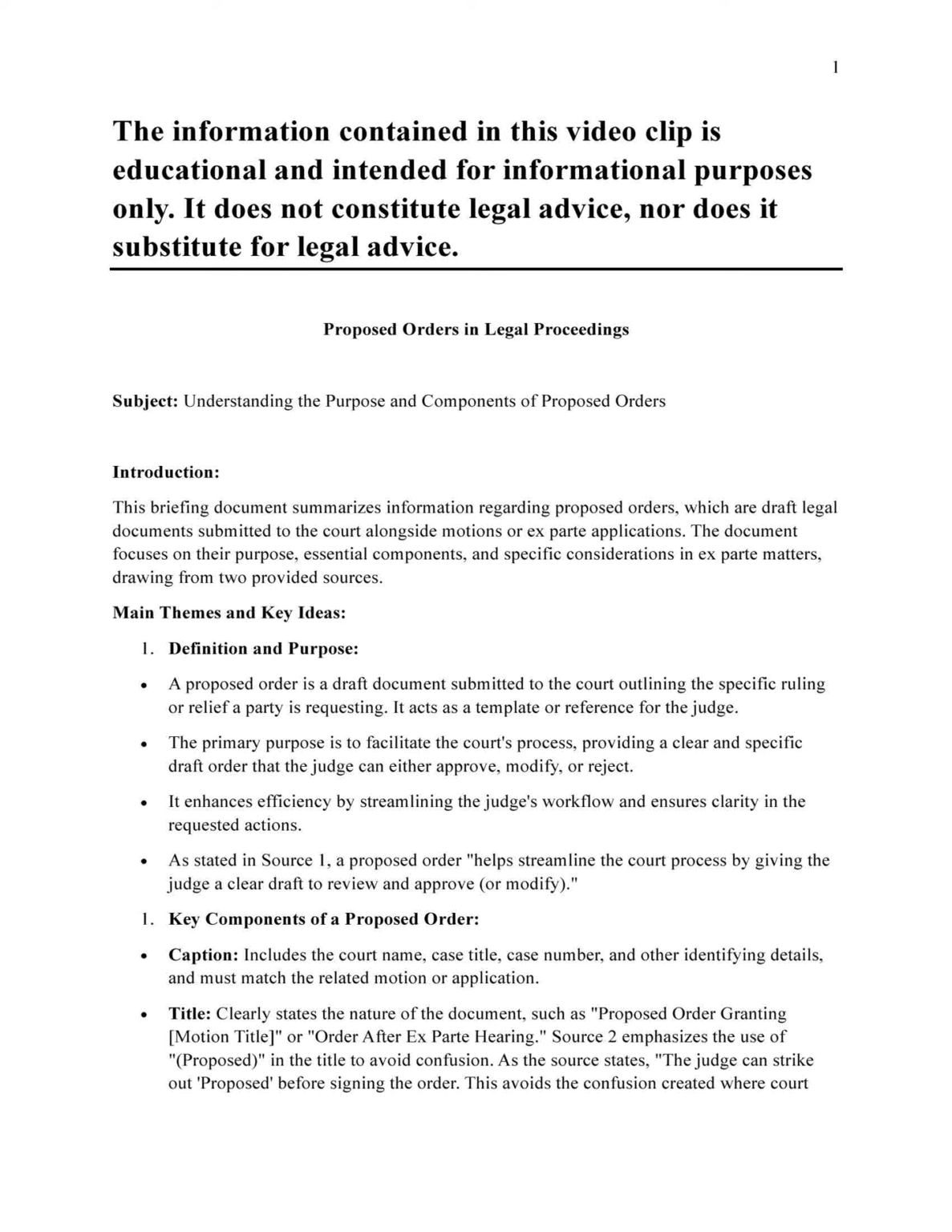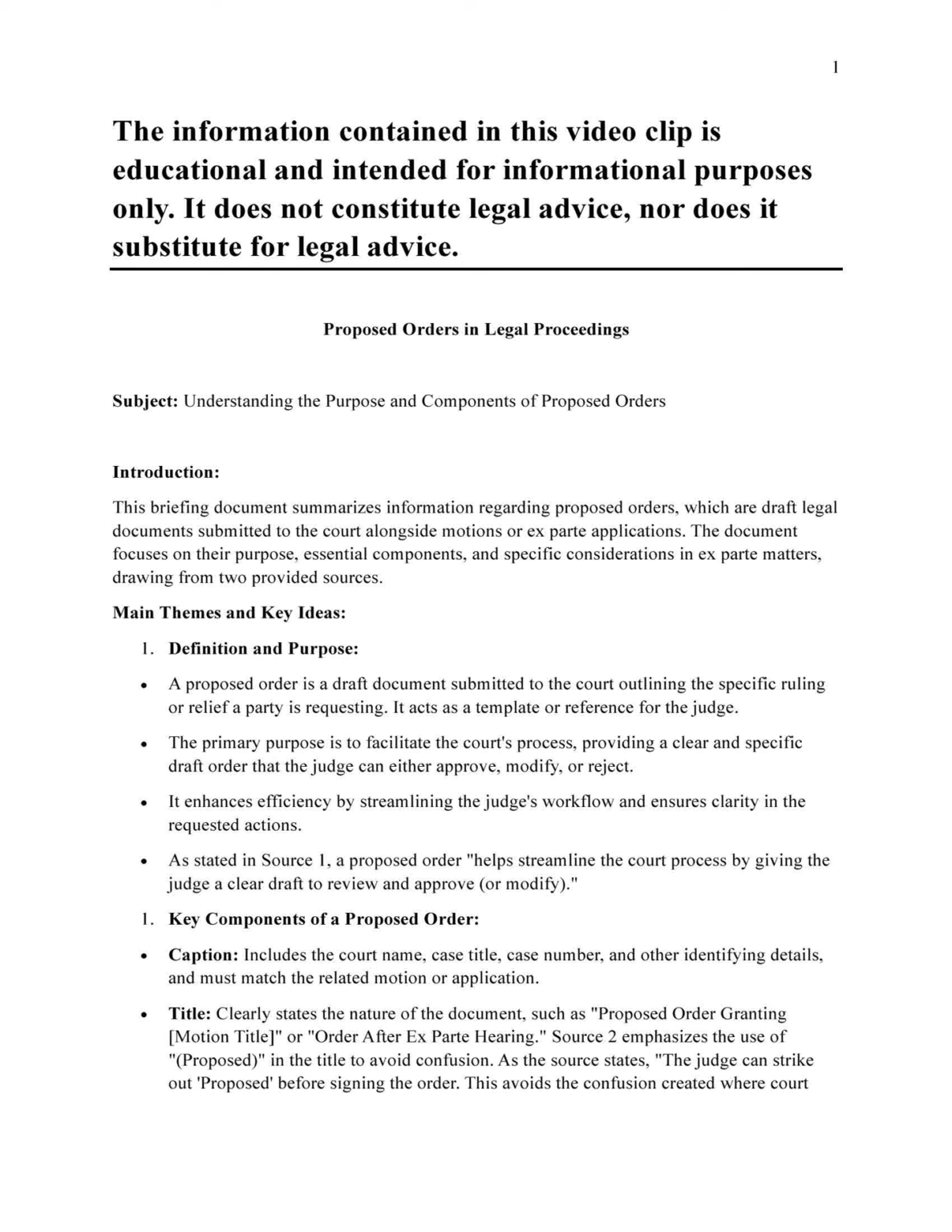So we know the why. But what does this thing actually look like? What are the pieces of a proposed order? Okay, so you start with a caption, which is basic information. The court, the case, the parties involved, case number, all that. So all the essentials at the top. Right at the top. What's next?